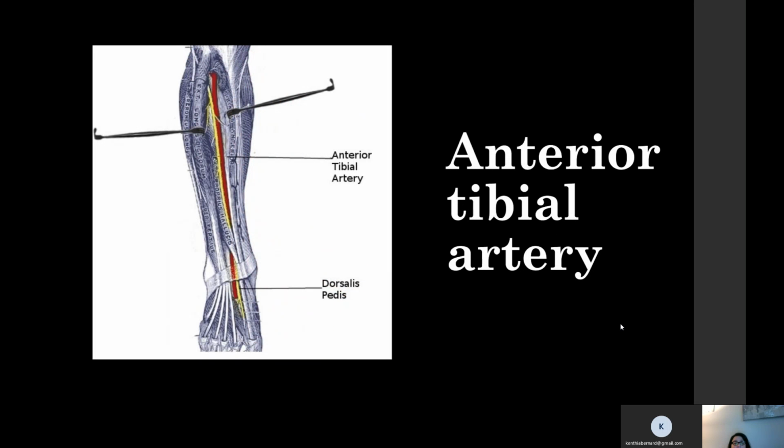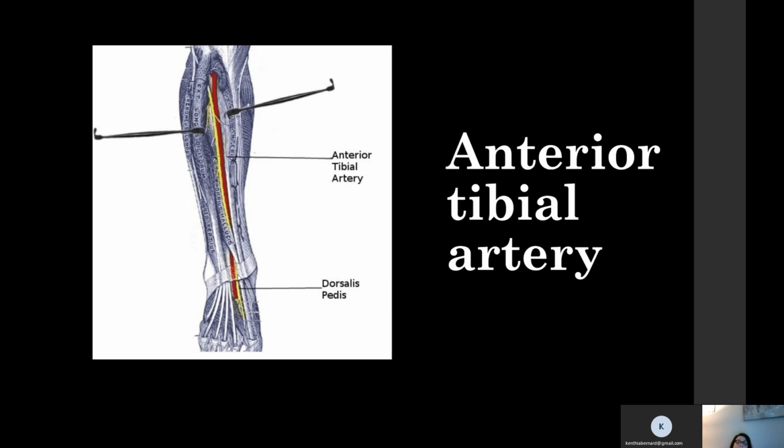All right, next we're going to talk about the anterior tibial. So once again, a lot of our arteries run with our bones. So we know that we have our tibia up front and the fibula behind, right? So the tibial artery is right here behind the tibia bone. And you can see that it's large and that it also runs the length of the lower leg.